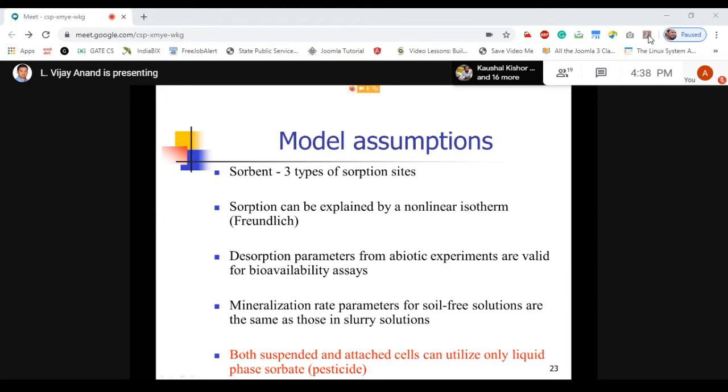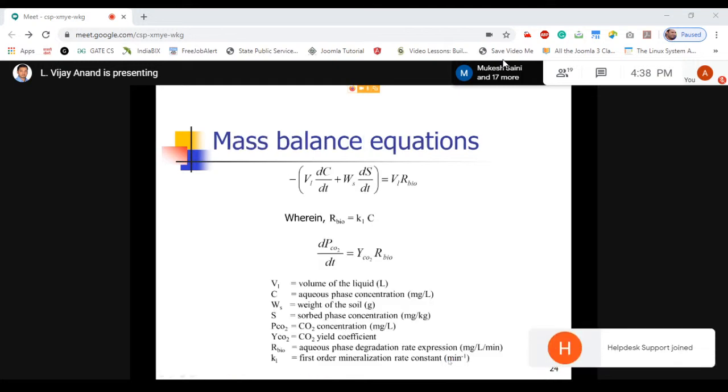So the three different site parameters are obtained from this desorption experiment, the desorption kinetic profiles, which I will present to you in the next slide. And the mineralization rate parameters actually come from soil-free solutions. So based on the match that we obtained, we are going to make some conclusions on whether the adsorbed phase can already assume both suspended and attached cells can utilize only liquid phase adsorbed.